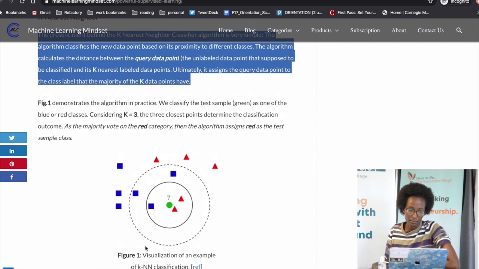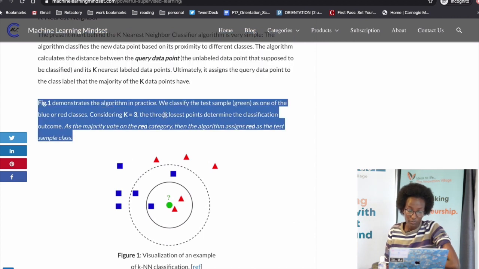So this is an example. Figure 1 demonstrates the algorithm in practice. We classify the test sample, which is green, as one of the blue or red classes, considering k is equal to 3. Okay, k is like n, how many neighbors are around a particular data point. So considering k is equal to 3, the 3 closest data points determine the classification outcome. As the majority vote is the red category, the algorithm assigns red as the sample class.